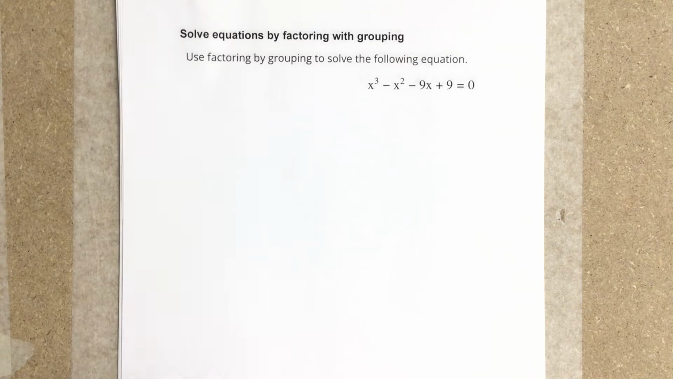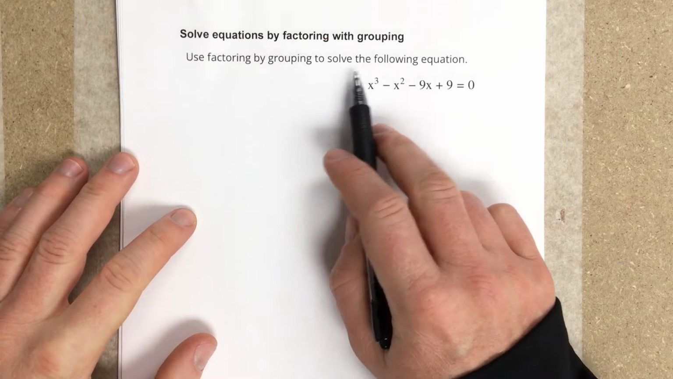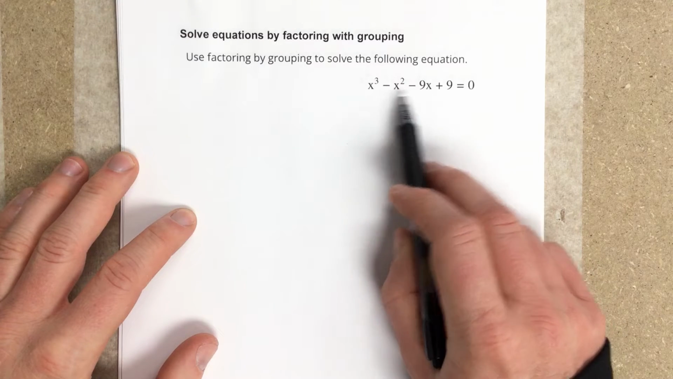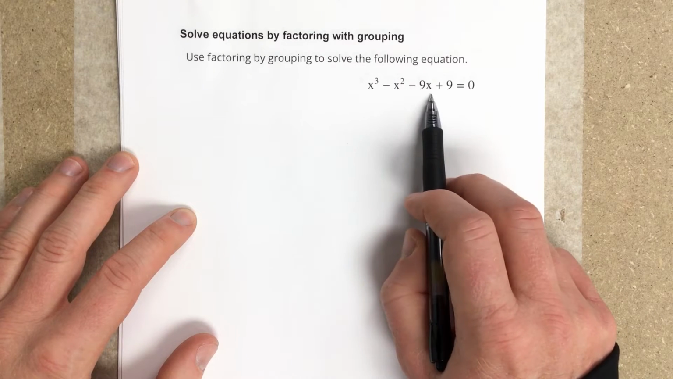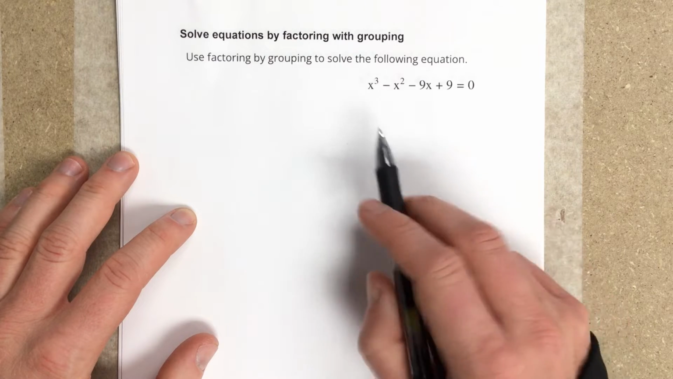In this video, we're going to solve equations by factoring with grouping. It says use factoring by grouping to solve the following equation. We have four terms here, which sets us up perfectly for using factor by grouping. So these four terms are equal to 0.